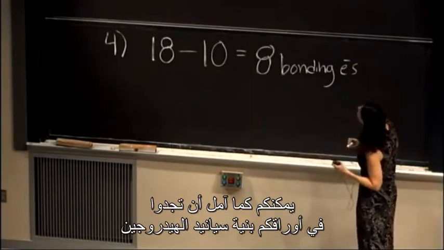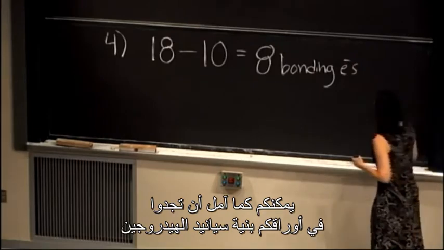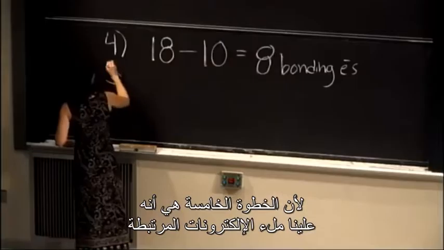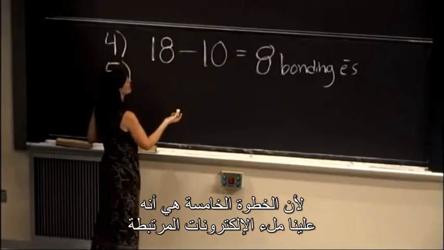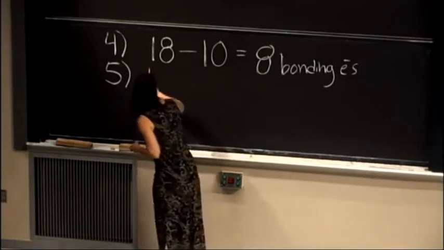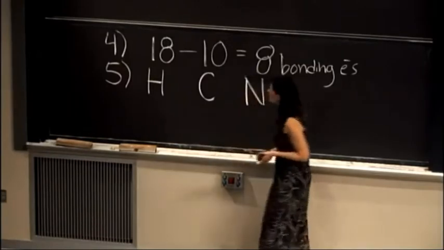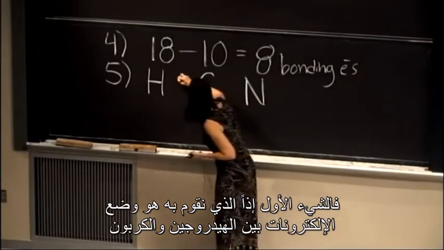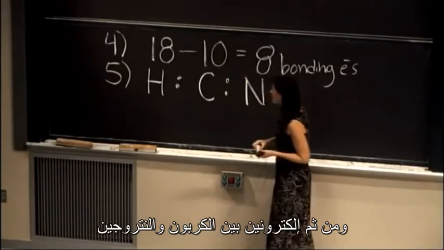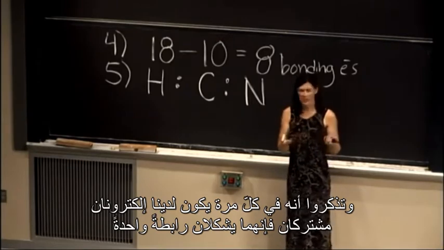Hopefully on your paper you can redraw your HCN skeleton. I think I should probably redraw mine here, because step 5 is that we need to fill in our bonding electrons, and we start by filling in 2 electrons per bond. So I'm just going to redraw my skeleton. The first thing we do is put 2 electrons between H and C, and then 2 electrons between C and N. Remember, every time we have 2 electrons being shared, that's a single bond.